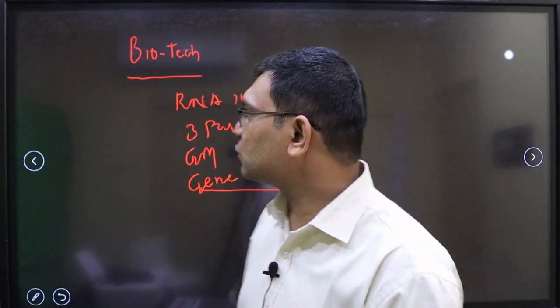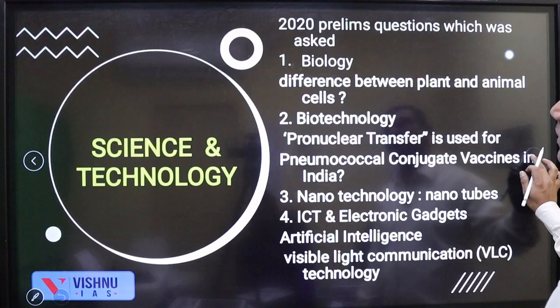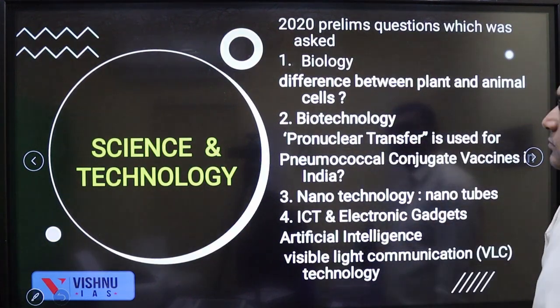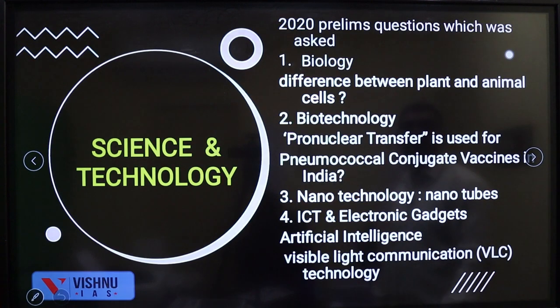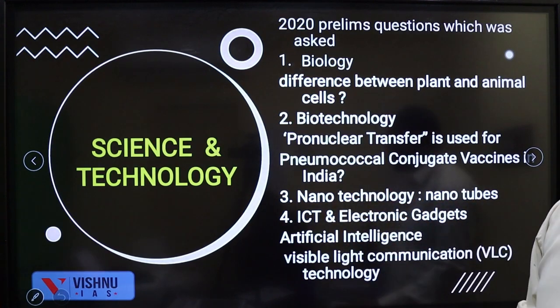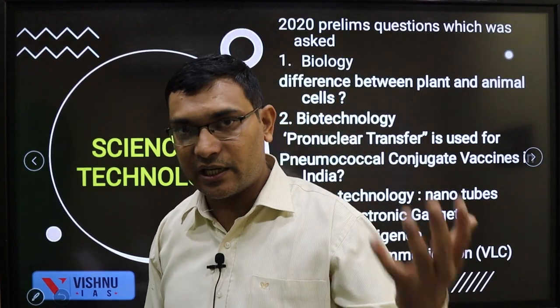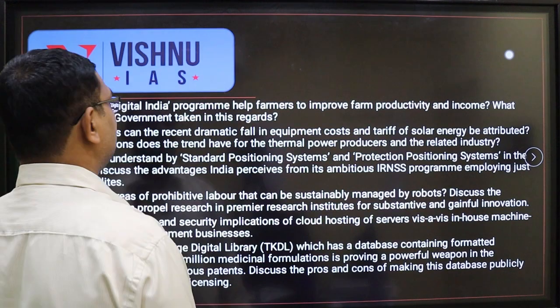So there was a question on biotechnology. If you see, there were questions on biotechnology last year: the difference between plant and animal cells, pronuclear transfer, that is the three-parent baby, right? They also asked about vaccines. So this is about biotechnology, RNA interference. There were so many questions that were asked here.